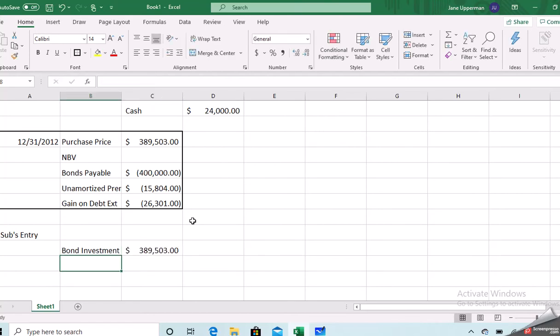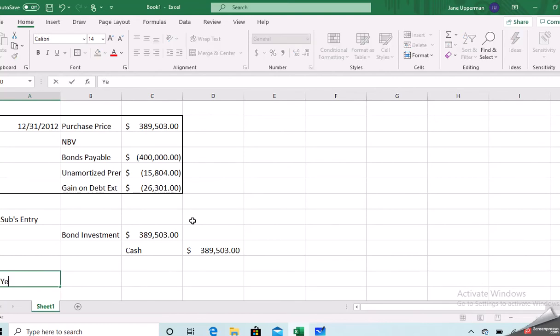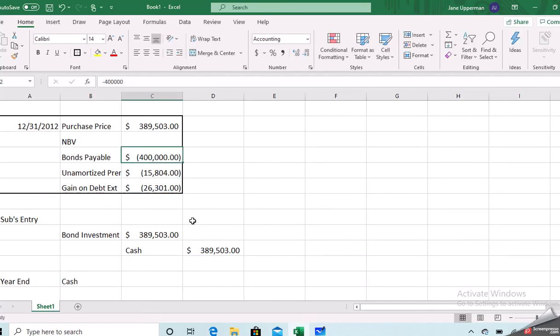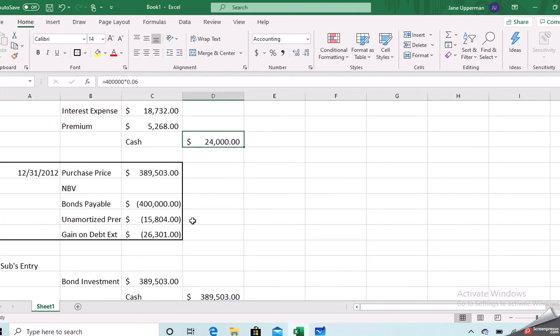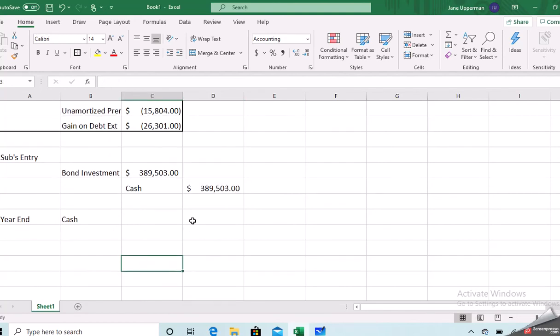And then they would credit cash. Okay, then their year-end entry, again, it's straight line amortization, so it's going to be all the same. They're going to receive the cash, and if I look back up, it's going to be the same amount that the parent is paying because they bought 100% of it. So they're going to receive $24,000.